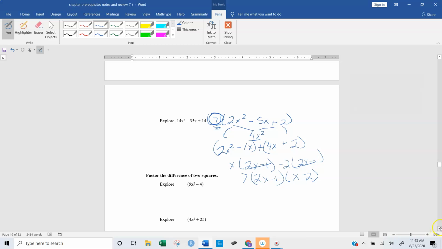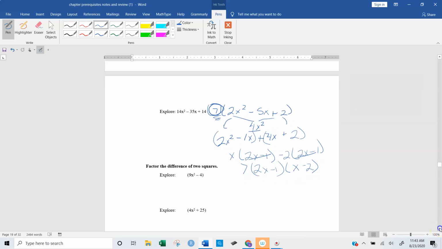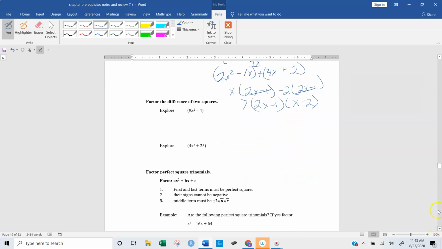All right, difference of squares. Let's see if you remember. Pause and try it. You should have remembered the difference of squares is the square root of the first plus the square root of the last times the square root of the first minus the square root of the last. All right, if you switched that plus and minus, nobody cares.